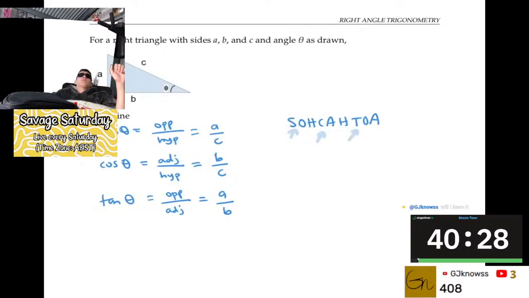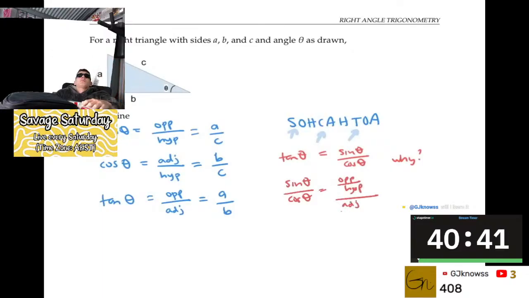In fact, there's a relationship between tangent and sine and cosine. Namely, tangent of theta is equal to sine of theta over cosine of theta. If you want to see why, that's because sine of theta over cosine of theta is given by sine, which is opposite over hypotenuse, divided by cosine, which is adjacent over hypotenuse. If we compute these fractions by flipping and multiplying, the hypotenuse length cancels, and we just get opposite over adjacent, which is by definition tangent of theta.